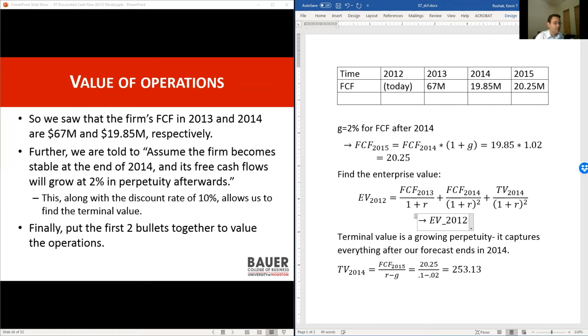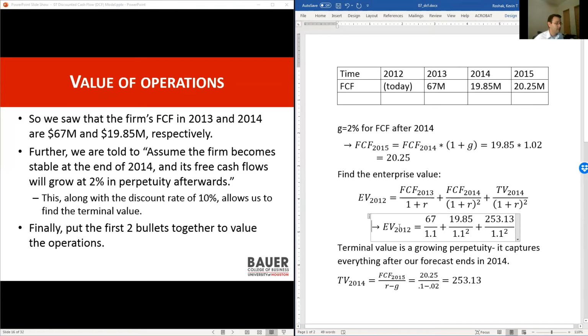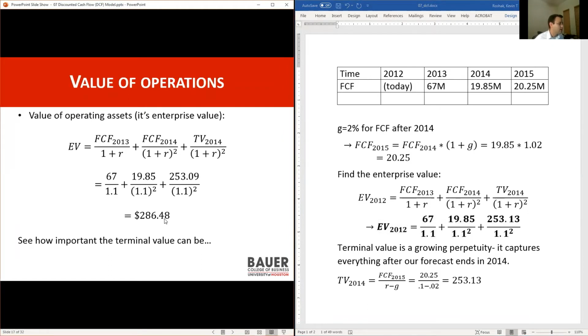That allows us to value the company. We have a free cash flow of 67 in a year, so we discount that once. We have a free cash flow of 19.85 in 2 years, so we discount that twice. And we saw that the value of everything after that is this 253.13, and that's also sitting 2 years in the future, so we discount that twice as well. This is the value of the operations then under these assumptions. You put all that into your calculator, you'll get about 286.50 for the value of this company.